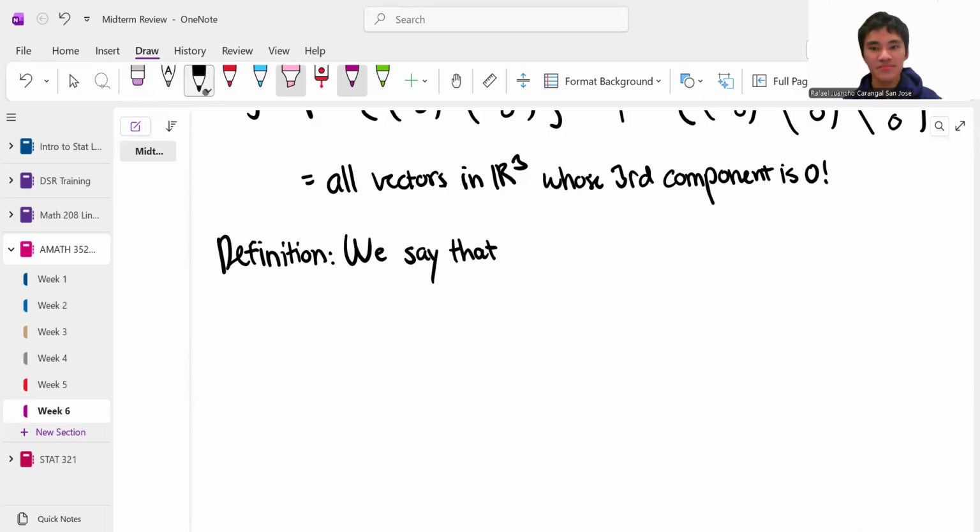So we say that set of vectors. Uh-oh. Okay, I think the OneNote is completely done.